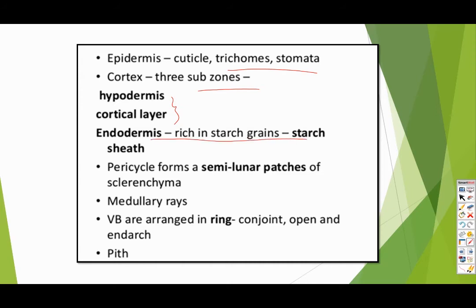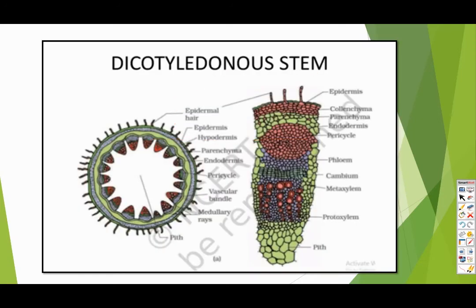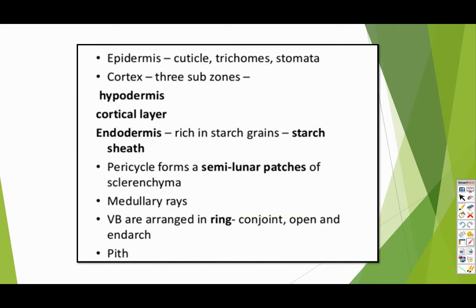Since they have starch grains present, they are called your starch sheath. Pericycle is semilunar, which is sclerenchymatous, made up of sclerenchyma. They have medullary rays, and the vascular bundle is conjoint, open and endarch. Of course the pith is also present. Just keep this in your mind: conjoint, collateral, open. Bundle sheath is absent. Vessels are arranged in rows. Water cavity is absent. The innermost layer is your endodermis. And remember the main thing in the dicotyledonous stem: the hypodermis is collenchymatous.